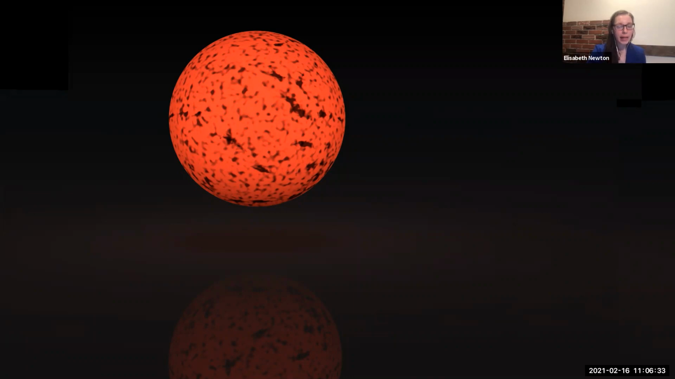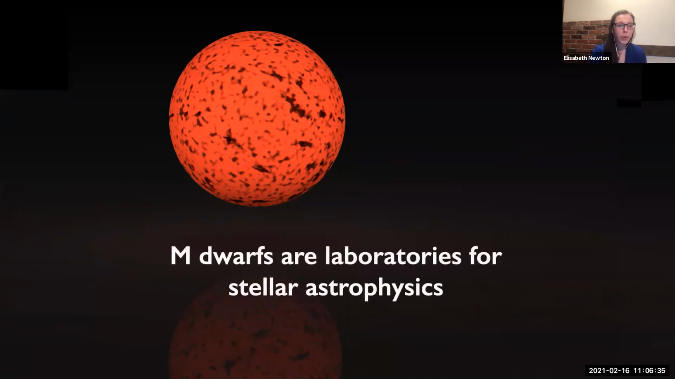But thinking a little bit more specifically, M-dwarfs are really excellent laboratories for stellar astrophysics. The star about which we know the most is the sun, and that anchors a lot of our explorations into stellar physics. M-dwarfs allow us to probe a regime that's very different from the sun. By studying M-dwarfs, we hope that we can answer questions like, how do stars produce their magnetic fields? How does magnetic energy heat the outer layers of stars?